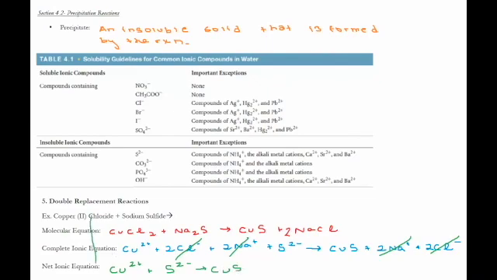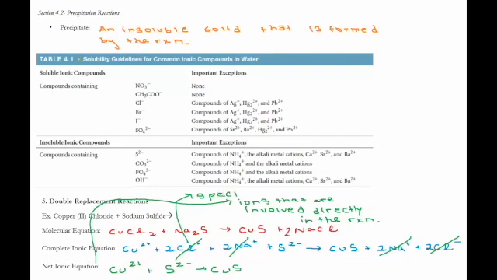So keep in mind that your net ionic equation shows you the ions that are involved directly in the reaction. Okay? The ions that are not directly involved, the ones that you cancel out, those are called your spectator ions. Because while they're dissolved in the solution, they don't actually play a direct role in the reaction itself.